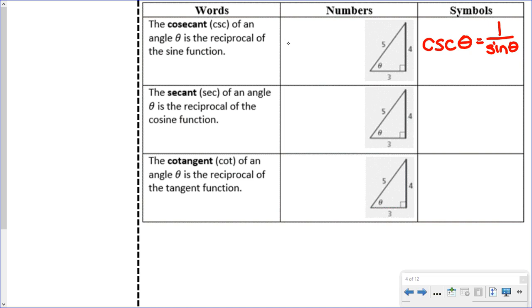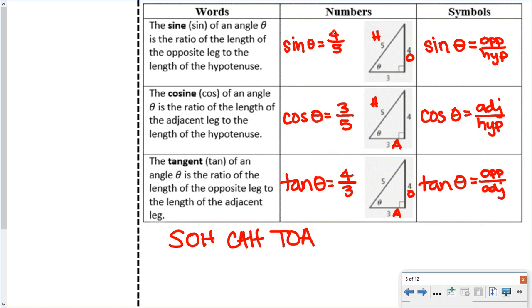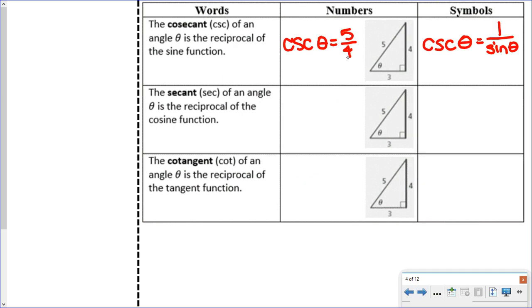So the cosecant of theta is going to be 5 over 4. Because all I did was take sine, 4 over 5, and do its reciprocal, 5 over 4, and that is what cosecant is. It's just the reciprocal of whatever sine is. So I don't recommend that you try and remember that it's h over a or h over o or something like that. If you just have sine already, you know what sine is, then just do the reciprocal, and that will be cosecant.